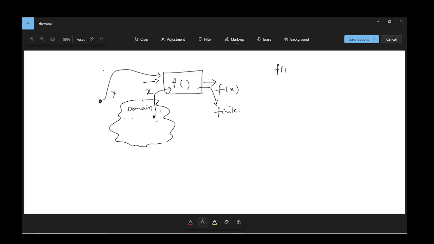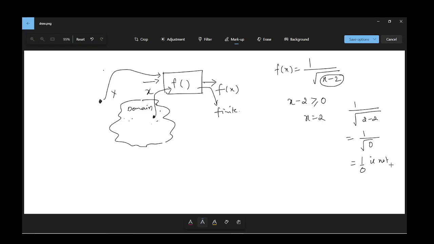For example, let us take one more example. f of x is equal to 1 by the square root of x minus 2. Here the condition is that any number under the root should be a positive value. But one condition here is, if I take x equal to 2, what happens? I'll get the square root of 2 minus 2, which is 1 by the square root of 0, and 1 by 0 is not defined.